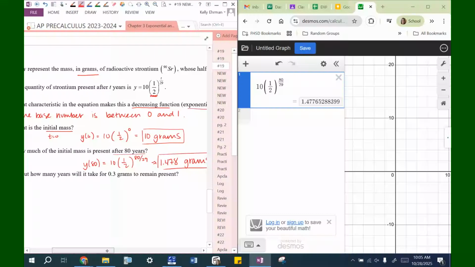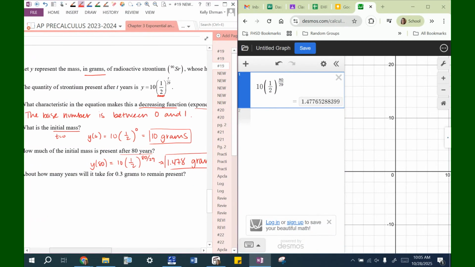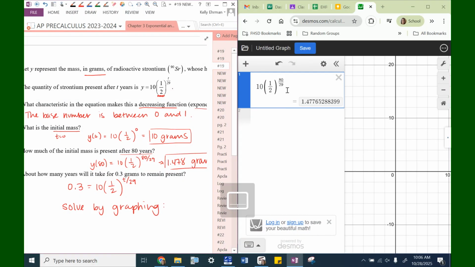About how many years will it take for 0.3 grams to remain present? So this is not asking us about finding an amount. We're trying to figure out the time. So if I set this equation equal to 0.3, I want to solve for t. Now, we haven't talked about solving log equations yet, so even if you remember how to solve log equations, solve by graphing. If you're going to use a graphing calculator, if you're allowed to, it is so much easier to solve by graphing, and then you don't have to make any computational errors.